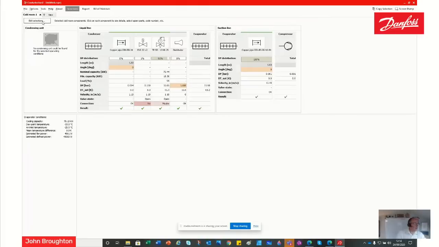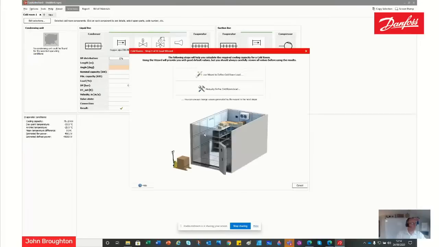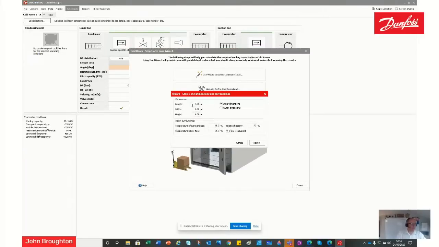What we can do is we can go back and edit our selections. So we'll run the wizard again. And we'll start the wizard. Now the wizard will remember everything that we've put in there before, the dimension size, temperature, the surroundings, humidity, etc. Let's go to next, poultry products, inlet temperature. Now I'll leave the inlet temperature. Let's say we are still freezing the product. So the inlet temperature, let's say, is minus 15 and click next. Room conditions.